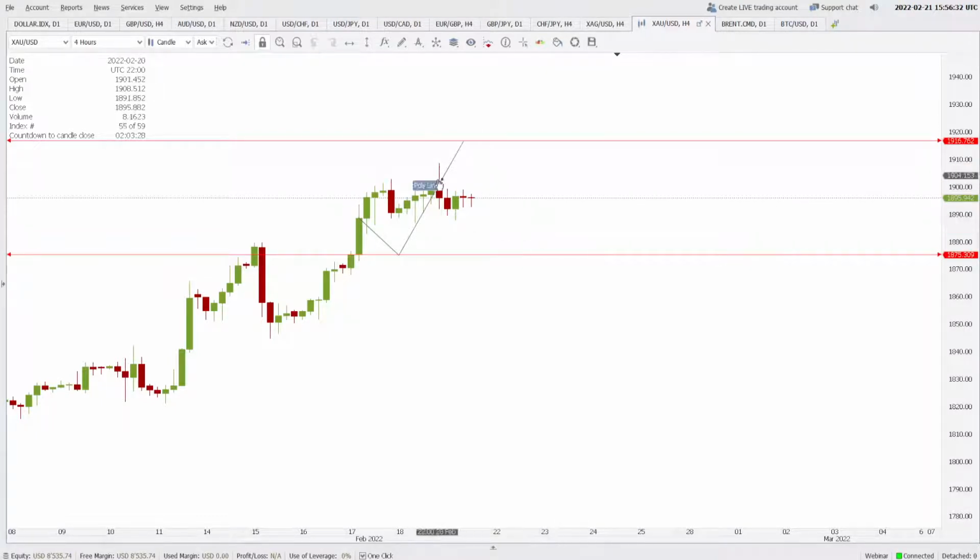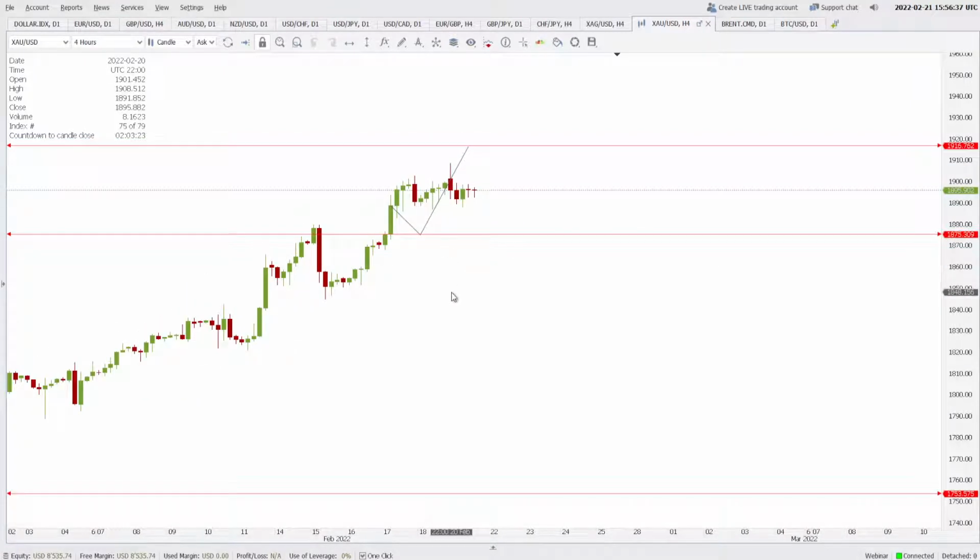That is what I'm thinking. This is a sort of consolidation happening here before our next move up. 1916 is the resistance, 1875 is the support for gold.